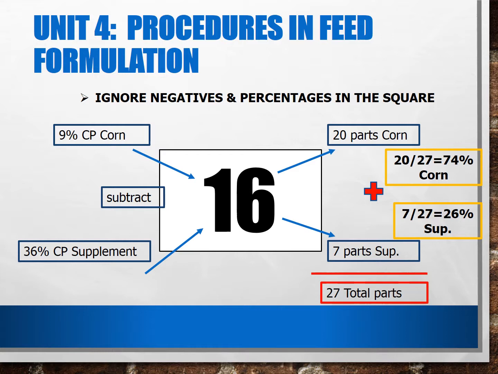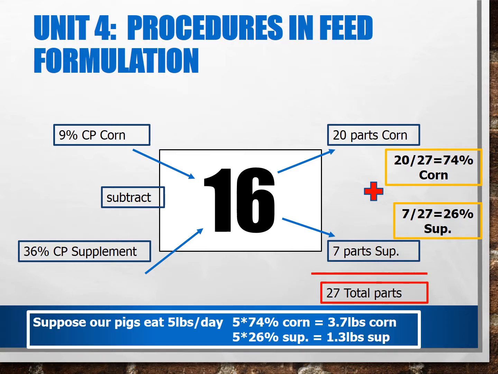The only time we're going to begin to use percentages is when we get towards the end here, where we use the 74% of the diet is going to be corn and 26% of the diet or mixture is going to be supplement. Let's finish the example up here and go back to our ration and say, suppose our pigs eat 5 pounds per day.